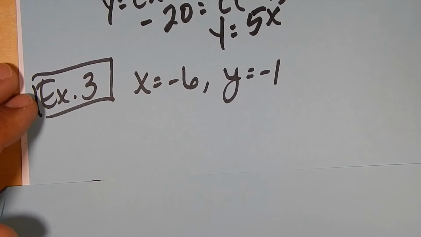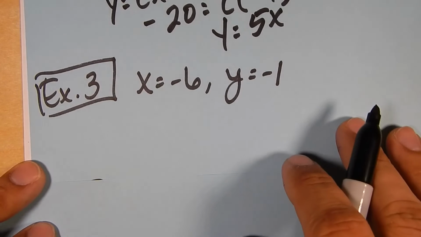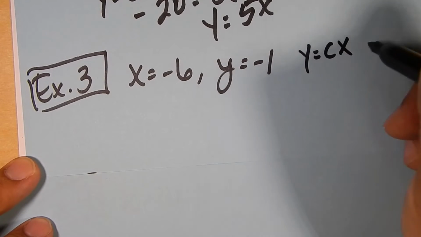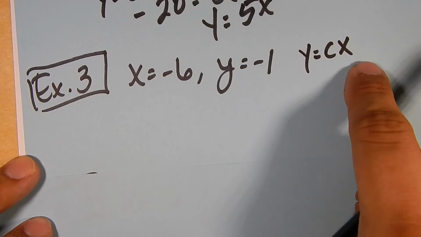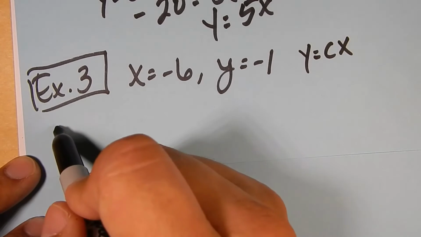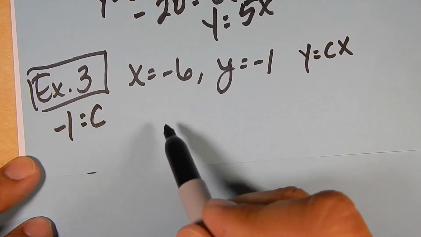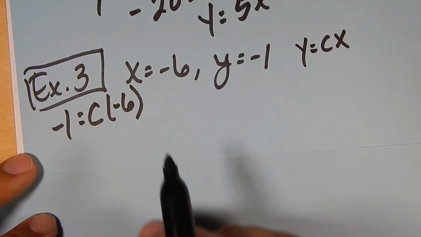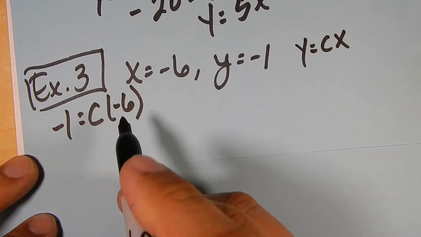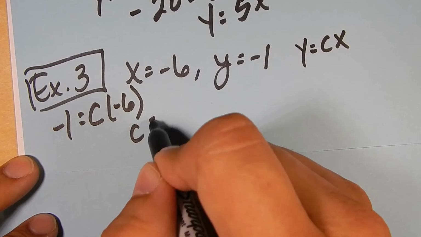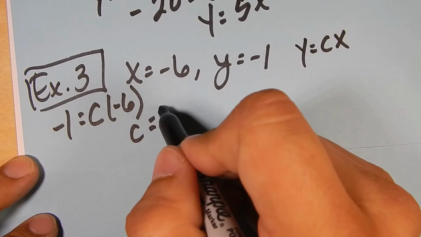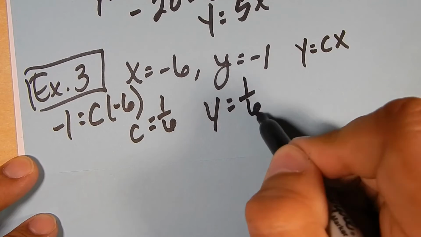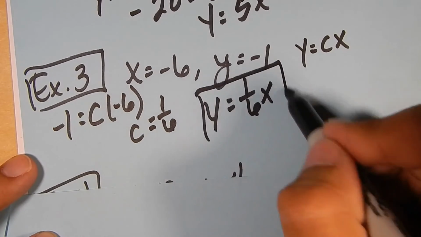Here we've got example 3: x equals -6, y equals -1. So we've got y equals cx. We keep that in the back of our mind through all of this. -1 is equal to c, our constant, times -6. So we divide. -1 divided by -6, that's going to give us c, which is just 1/6. So we have y equals 1/6 x. And that is our direct variation.